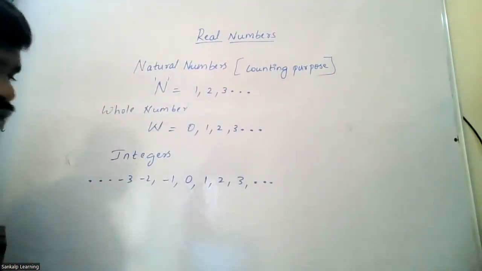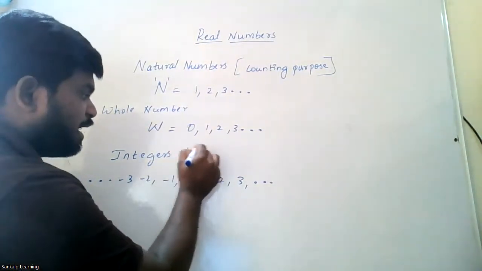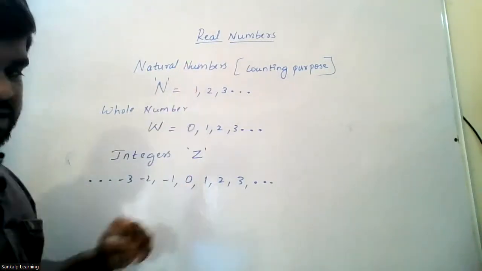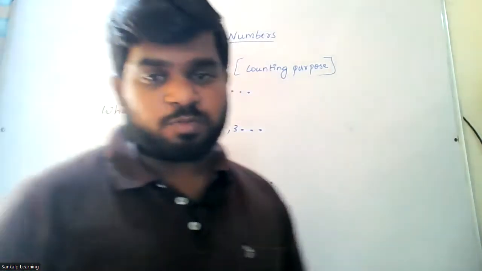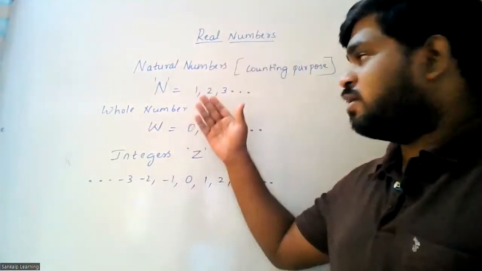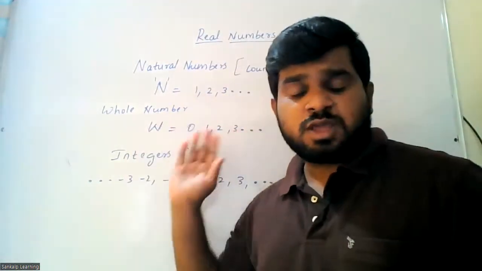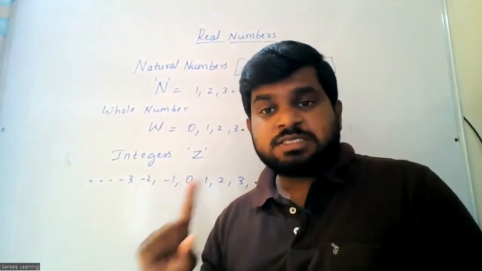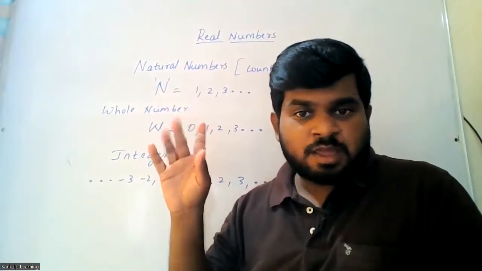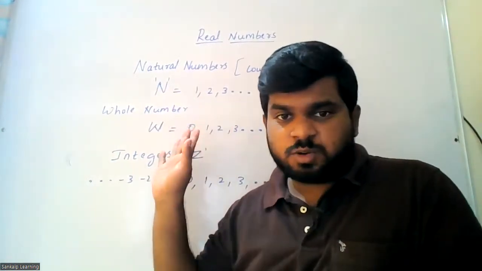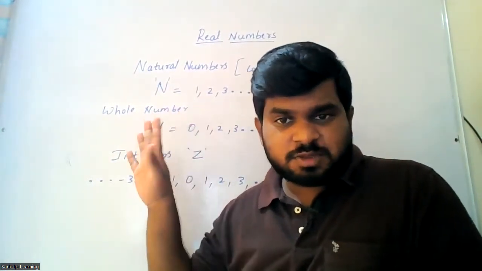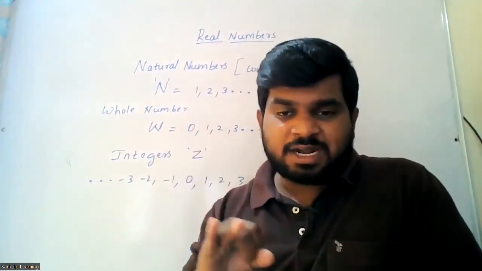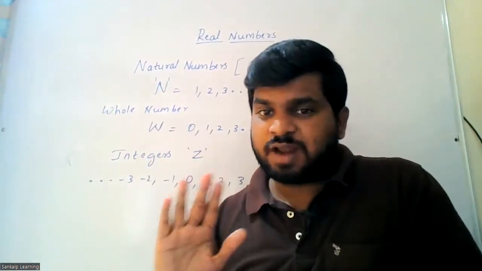So how do you denote integers? It is denoted by capital letter Z. Now in all these groups, we know what belongs in that group. Suppose if I take natural numbers, what is there in this group? 1, 2, 3. What doesn't belong to this group? 0 doesn't belong. Do we have any negative numbers? No. Do we have any fractions or decimals? No. So in natural numbers, we won't have 0, negative numbers, or decimals or fractions.